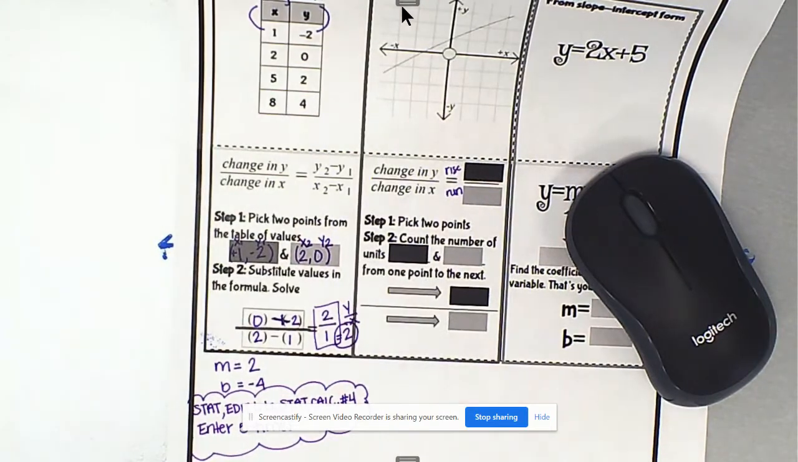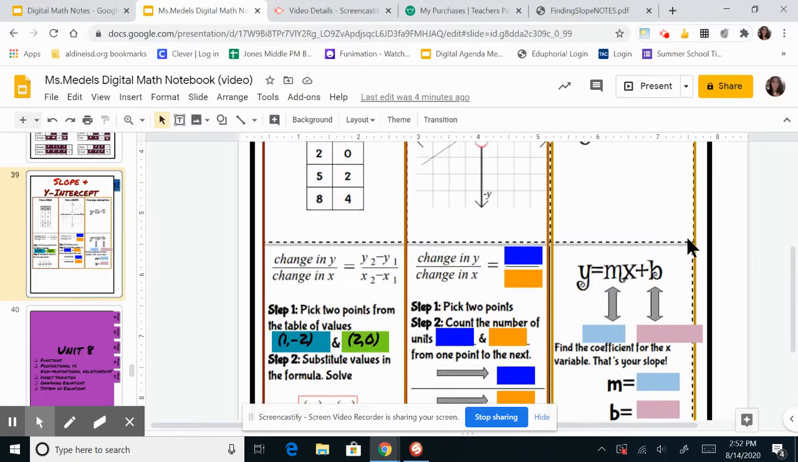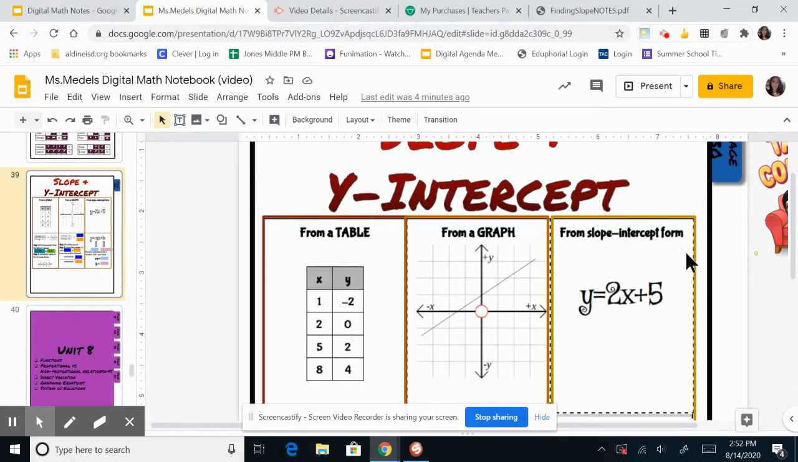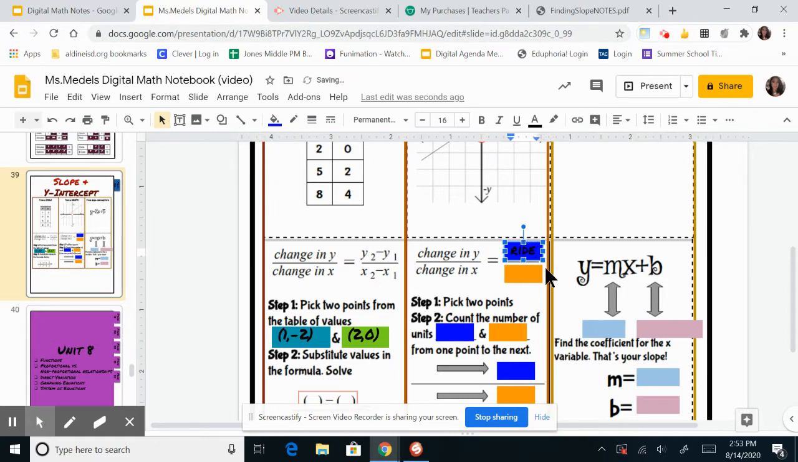All right, let's move on to from a graph, okay? So again, we're gonna calculate the change in y over the change in x, which your change in y is going to be your rise, over your change in x, which is called your run. So you're gonna pick 2 points. You're gonna count the number of units going up, and then you're gonna count the units going over.